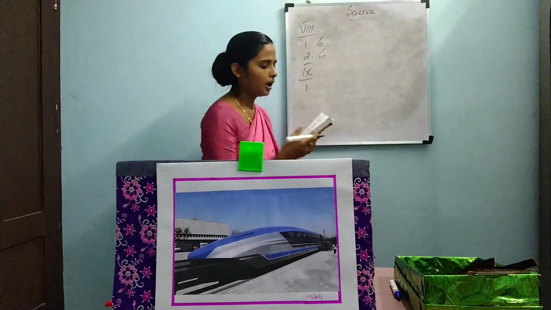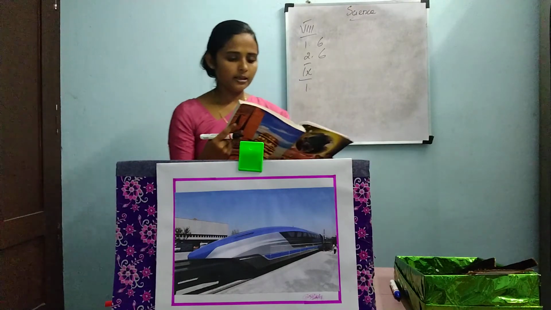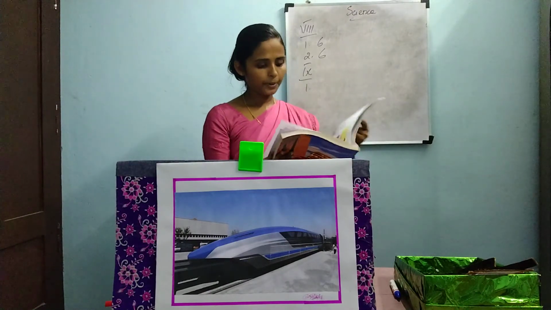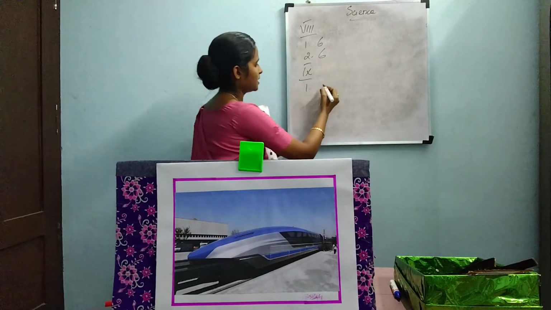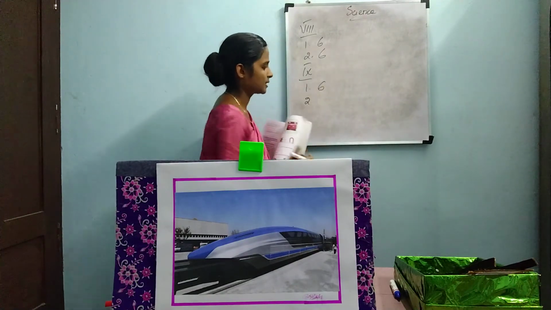Then Roman number 9. Question number 1. You are provided with the iron needle. How will you magnetize it? Page number 6. And mark the activity. Fully mark the activity. Page number 6.